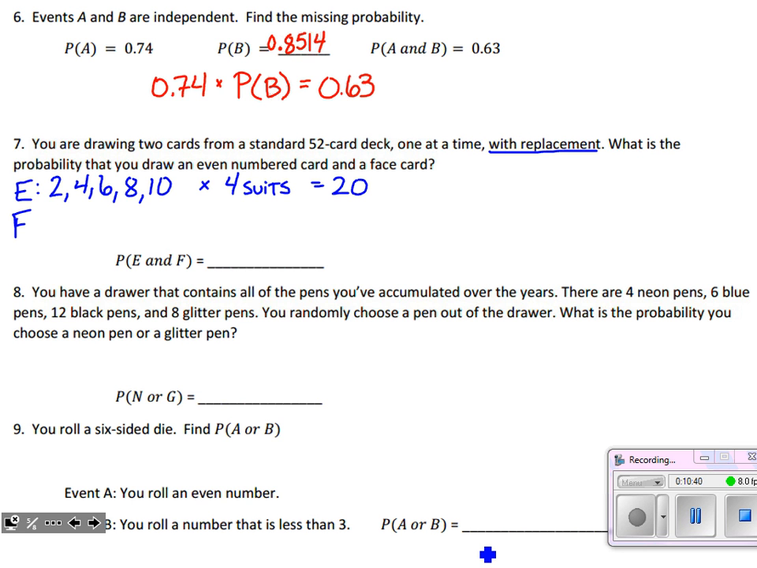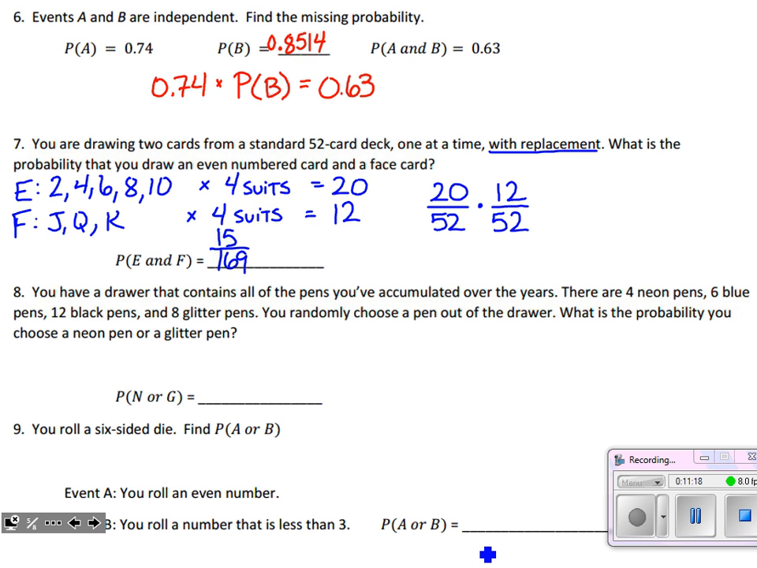Then a face card, well, that's Jack, Queen, or King. And again, there's 4 of each of those representing each of the suits in the deck, 12 face cards total. And we've seen problems like that show up a number of times. All right, so with replacement means my sample space does not change. The first draw, an even numbered card, is 20 out of 52. And the second draw, 12 face cards out of, we replaced it, so it's that full 52 card deck again. If we multiply those together and simplify the fraction, I get 15 over 169. And the decimal equivalent is 0.0888.